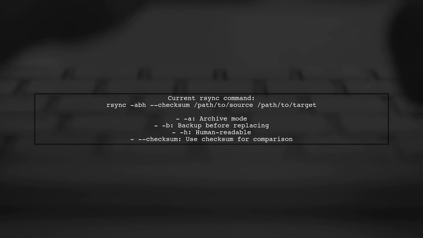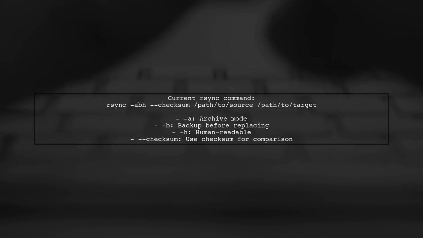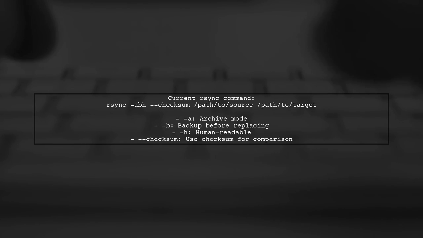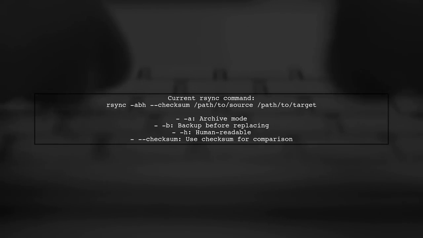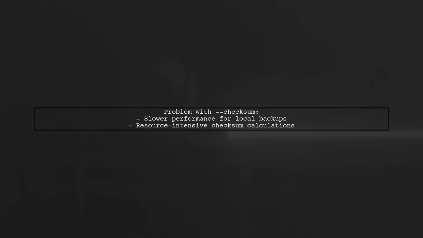To address your question about using rsync for local backups, let's first understand the options you are currently using. You mentioned that using the --checksum option slows down the process, especially for local backups. This is because rsync calculates checksums for each file, which can be resource intensive.